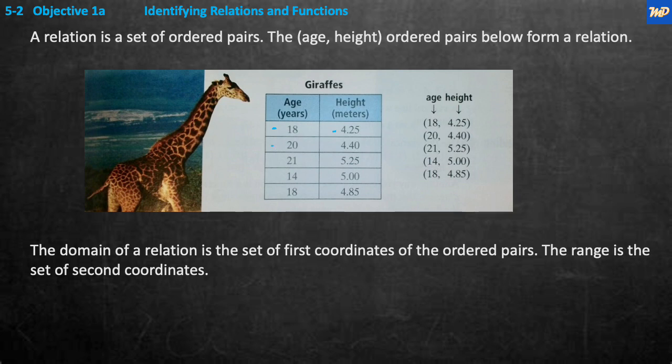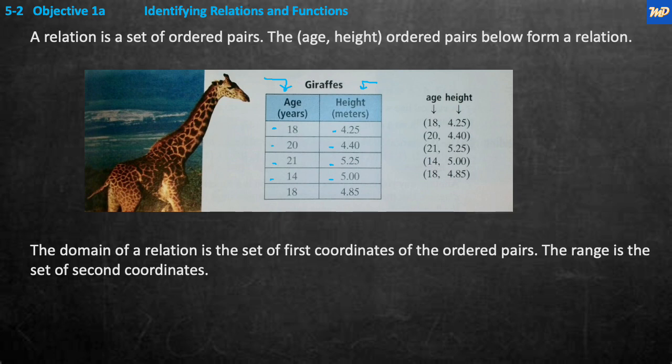And then at 20 years of age, it was 4.4 meters. And then they have it in here at 21, it was 5.25. At 14 years, it was 5. So they're not in order, so you couldn't really draw a very nice graph from them. But it's a set of ordered pairs. Every value, every input, all of these on the left are the domain. These are all domain. And all of these on the right are the range. Okay, and in this chart, there are two 18s, and there are two different values for 18.